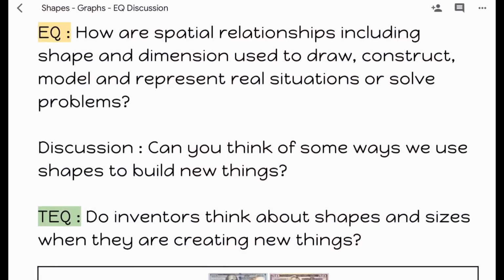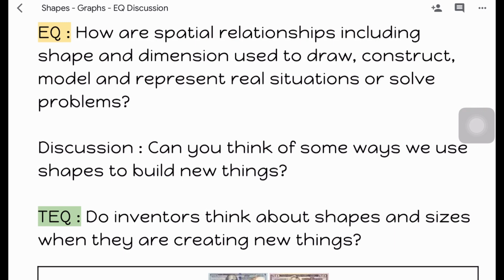Let me bring that. I have our essential question here. How are spatial relationships, including shape and dimension, used to draw, construct, model, and represent real situations or solve problems? So far what we've learned is how shapes are used to draw and construct or make something to solve problems, and we said that we're going to mix the shapes so that we can solve problems.